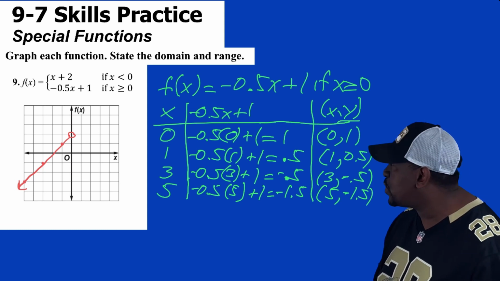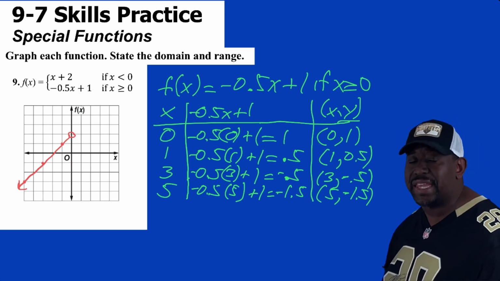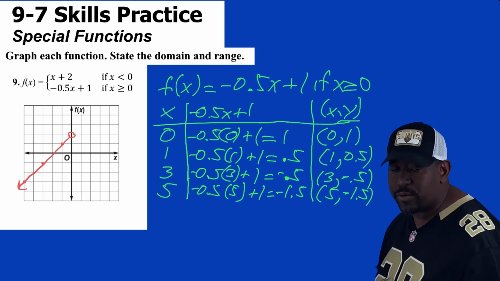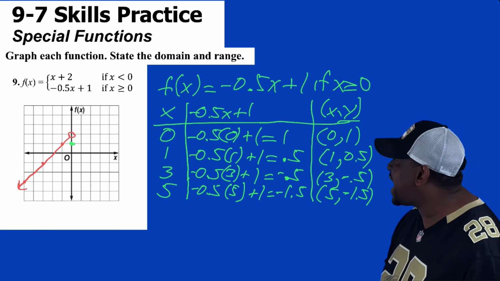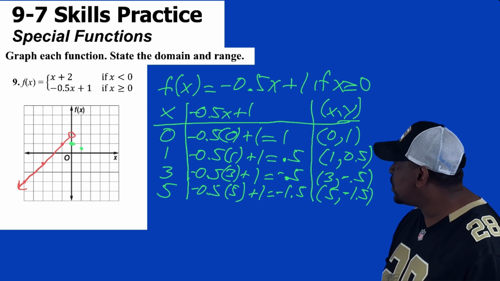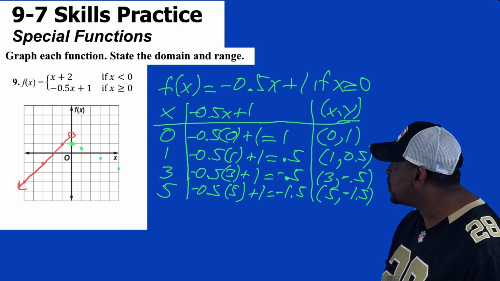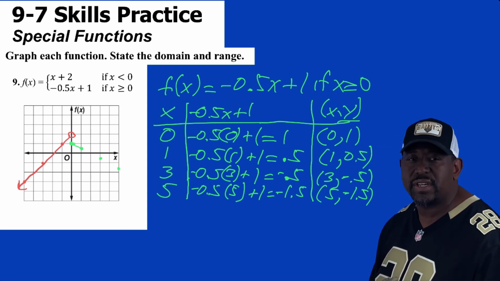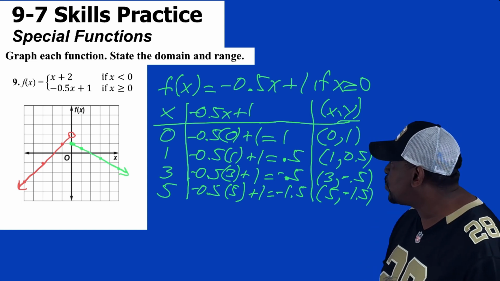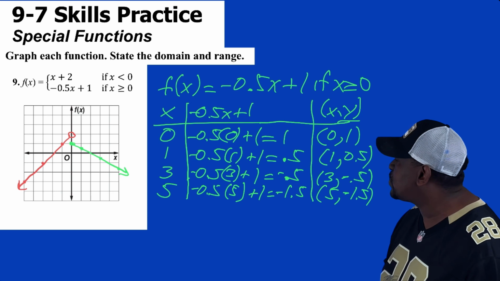So now we graph these points. Since x can be equal to 0, instead of putting an open point like we did in the first function, we will have a solid point for (0, 1), because it includes 0 as part of the solution. So we graph (1, 0.5): 1 to the right, 0.5 up. Then (3, -0.5): 3 to the right, halfway down. And then 5, with 1.5 down. That creates a straight line, so we connect those points. And now we have done our piecewise function.